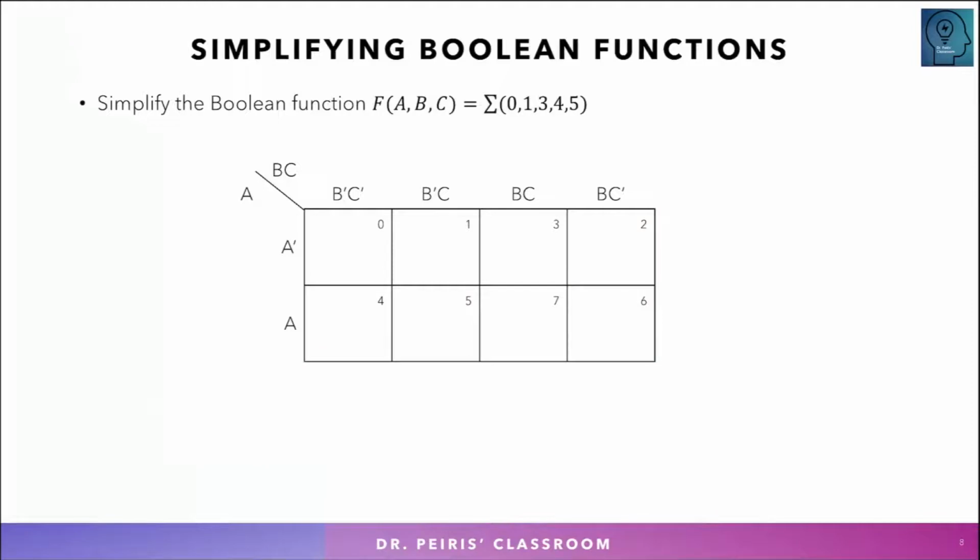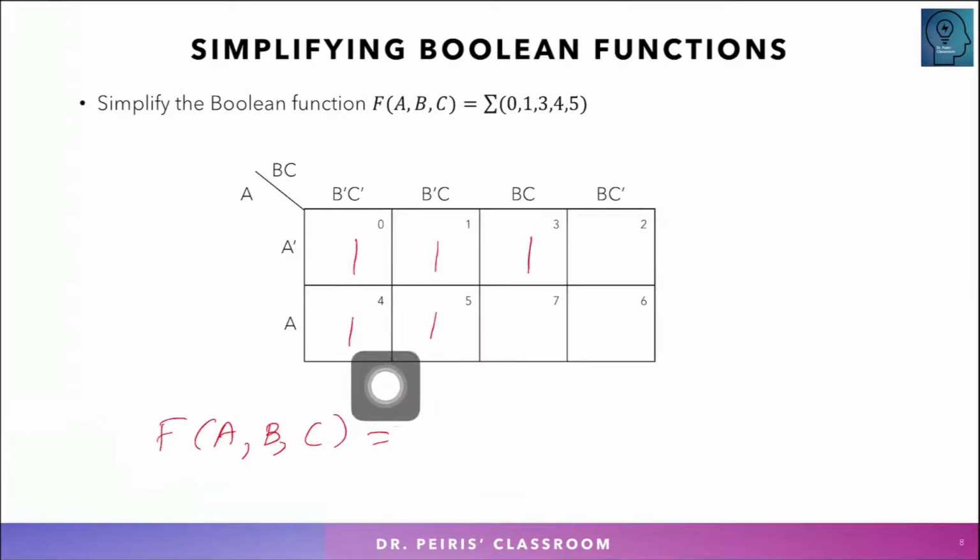Another example, the minterms are at 0, 1, 3, 4, 5. Now how do we group these terms? Let me write down the function. Now how do we group this? We cannot group these three because there are only three. That is not a power of 2, so you cannot group these. You can group these two and group these two.